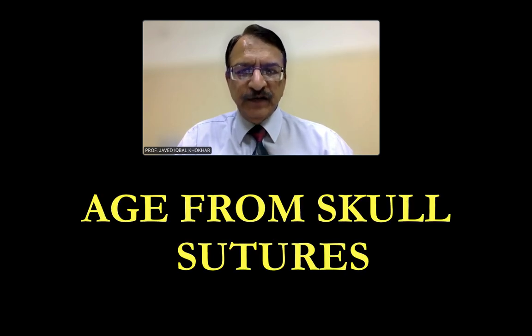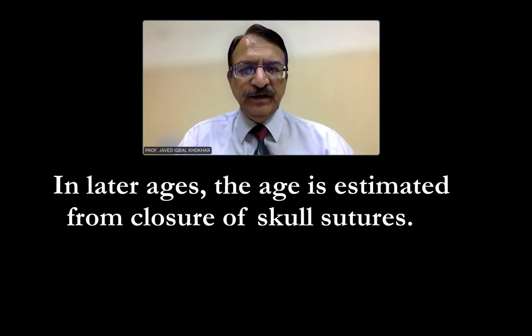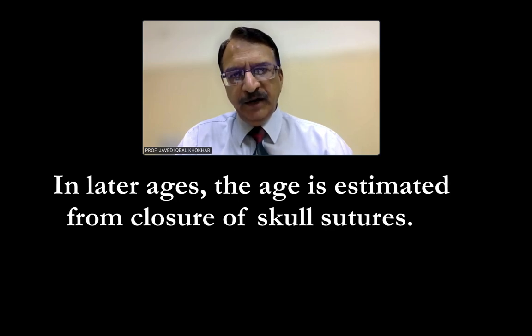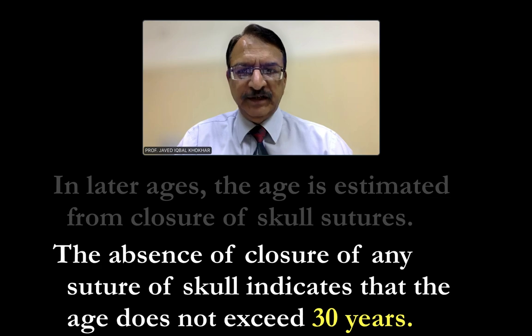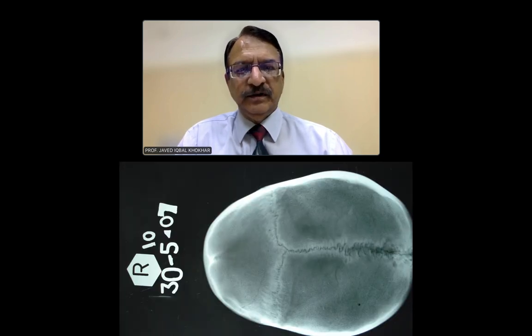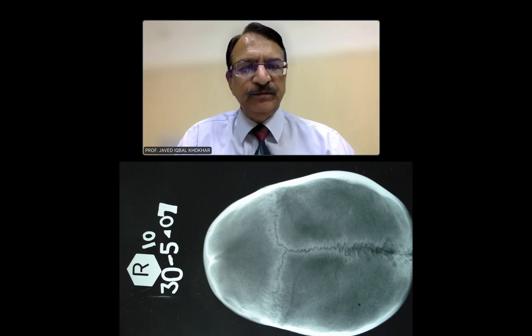Then the age from the skull suture, in the later age we can determine. The age is estimated from the closure of the skull suture, and the closure starts from the endocranial and proceeds towards the ectocranial. The absence of closure of any skull suture indicates that the age does not exceed 30 years. This is the X-ray of the skull, the metopic suture, which unites the two halves of the frontal bone. It has been fused, but the coronal suture, the sagittal suture, and the lambdoid are open.